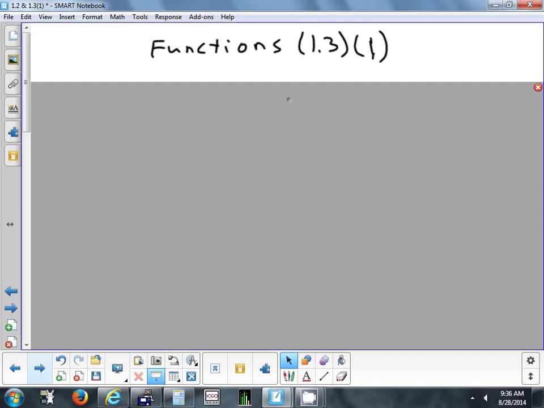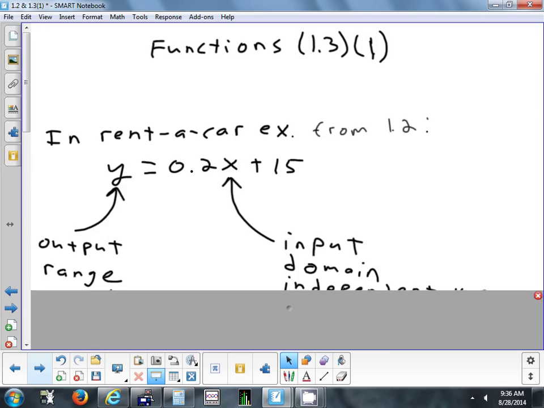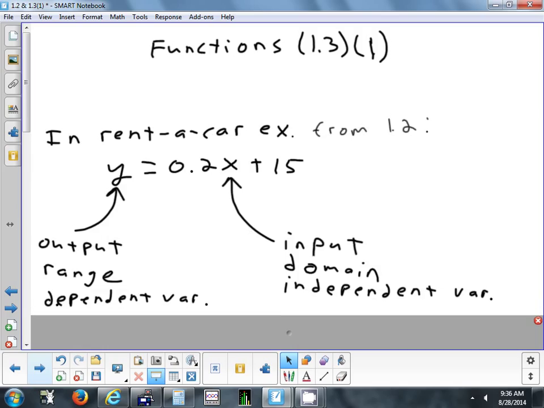And we're going to finish up with part of 1.3, talking about what a function is. So you're familiar with domain and range, vertical line test. That's the kind of stuff we're going to look at right now. So in the example that we did from 1.2, we didn't call them this, but x is your input. It's also called your domain. It's also the independent variable. And your y, that's your output. That's your range. That's your dependent variable.